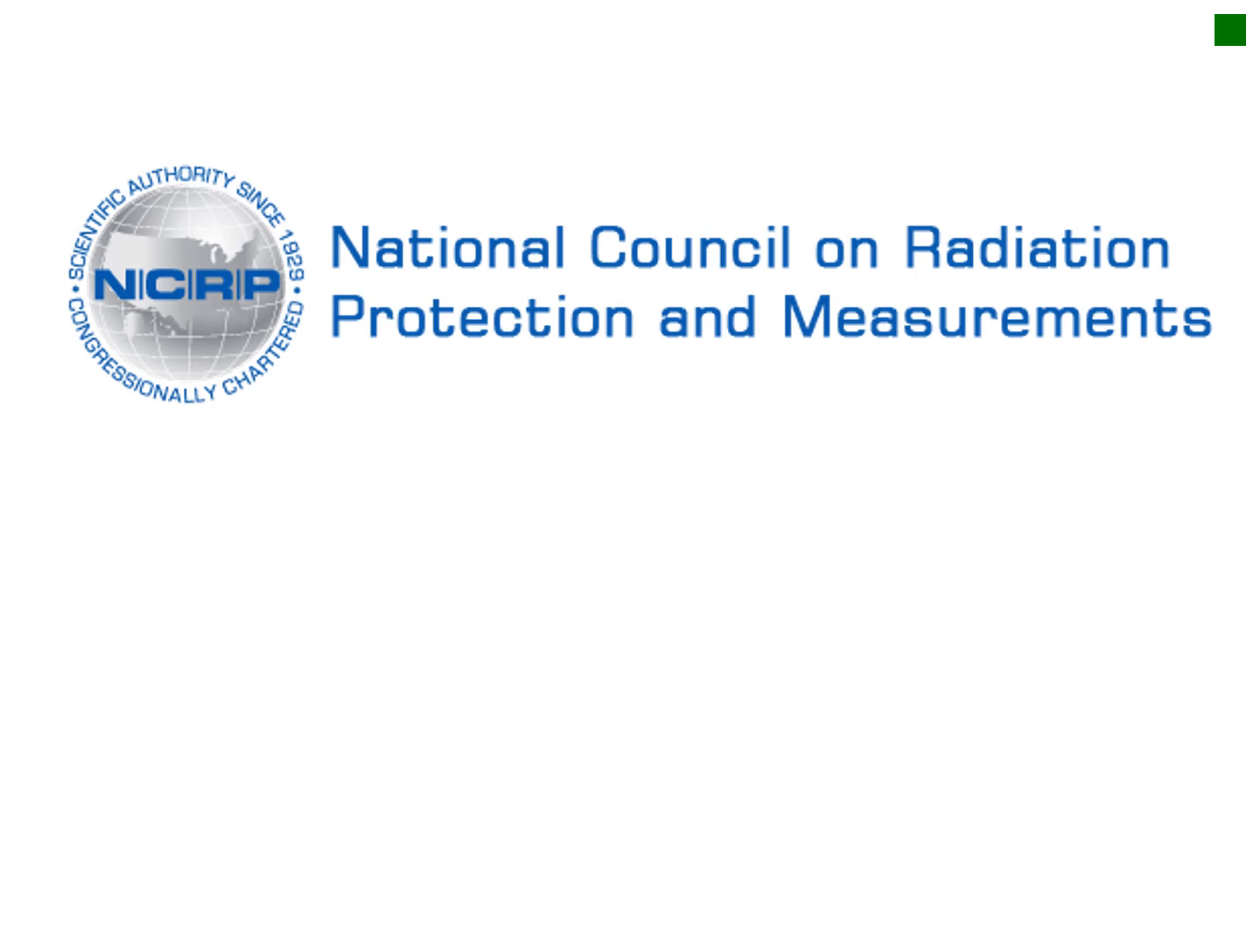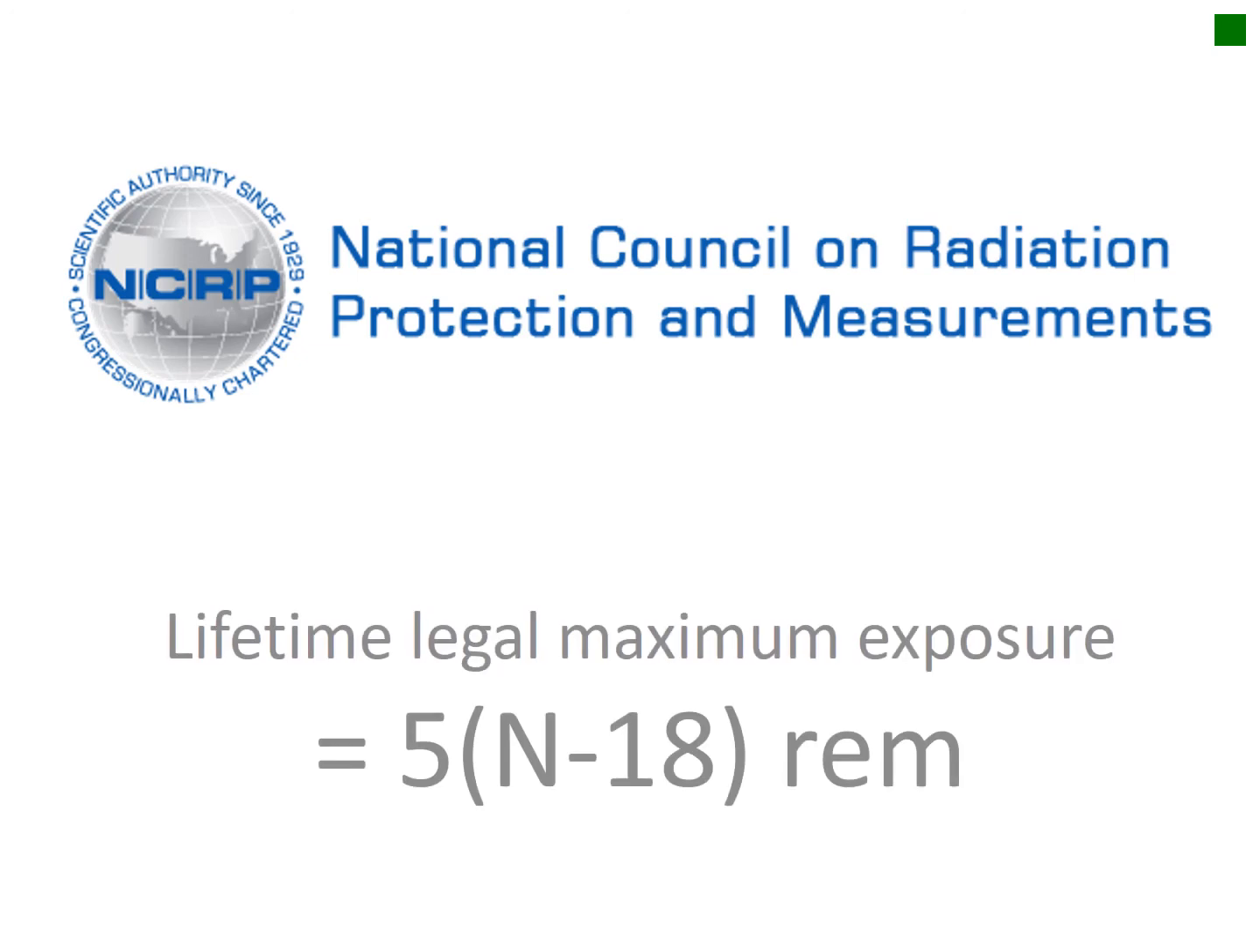So we want to know what's the maximum dose of radiation that a person can receive in a given period of time. And this is something that is set by the National Council on Radiation Protection and Measurements under the recommendations of the International Commission on Radiological Protection. So for a lifetime exposure, we have the formula of 5 times n minus 18 rem, where n is your age. And remember that we want nobody under the age of 18. So we start with 18 as n. So your legal maximum exposure for your lifetime, however old you are, is 5 times n minus 18 rem.